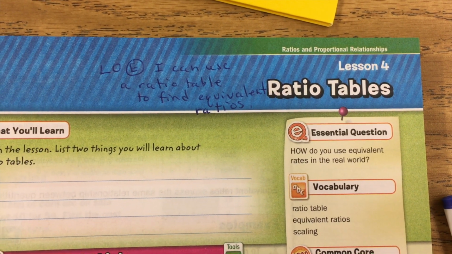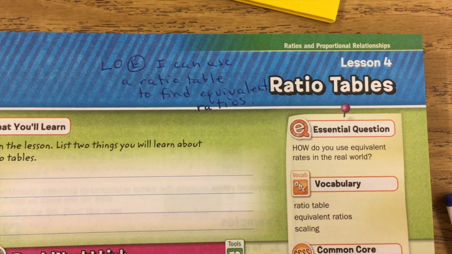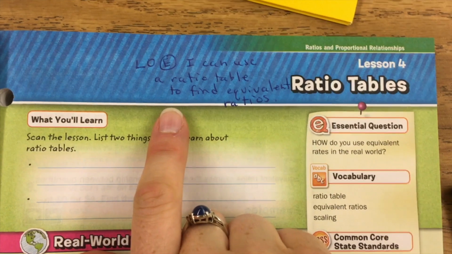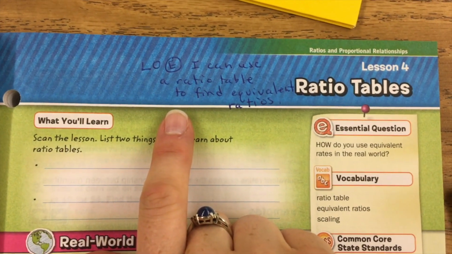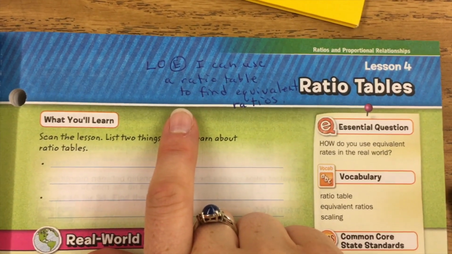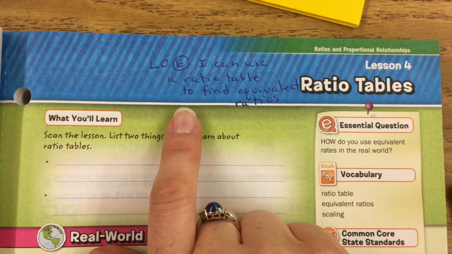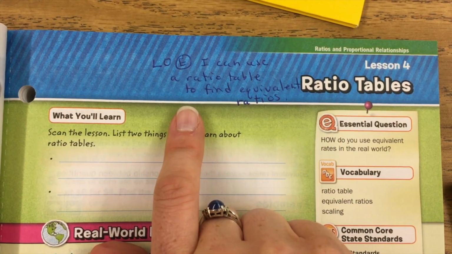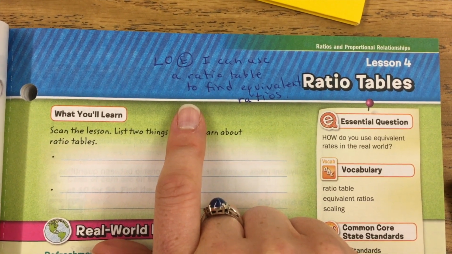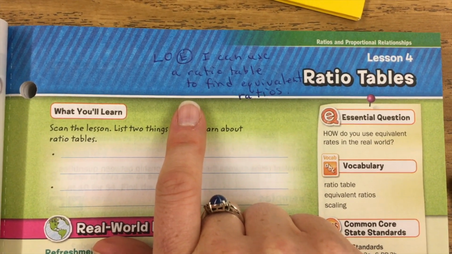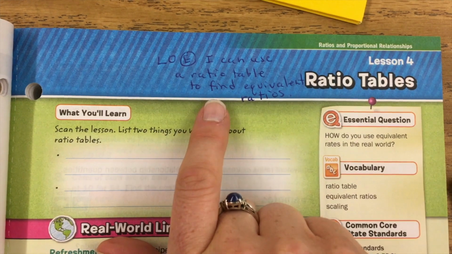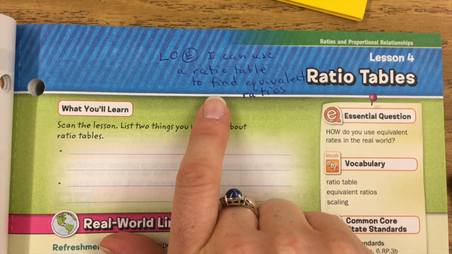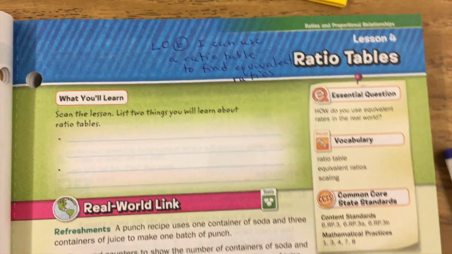All right, everybody, let's get started on lesson 4, ratio tables. The learning objective for this lesson is I can use a ratio table to find equivalent ratios. So we're not necessarily simplifying here. We might be dividing, we might be doing some multiples. Basically we're going to work with a table to find ratios that are equivalent. Another word for equivalent is that they are like equal to each other.